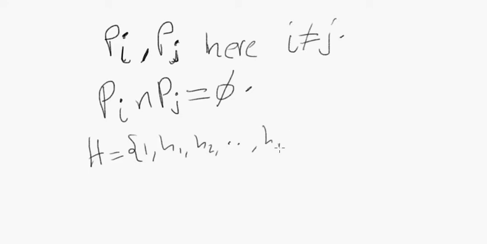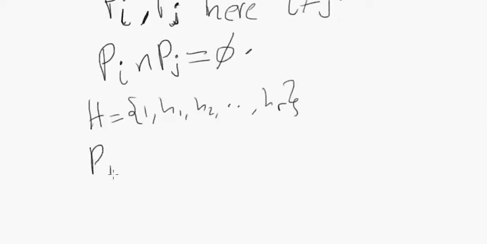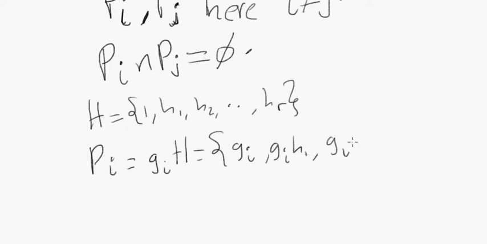Okay. So what's the coset Pi? Well, the coset Pi is giH by definition, which will mean that it's the same as gi multiplied by h1, gi multiplied by h2, all the way till gi multiplied by hr, right?